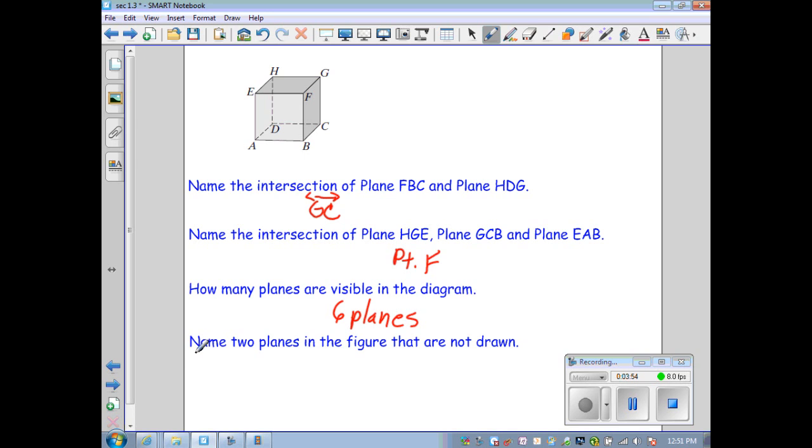Our last question. Name 2 planes in the figure that are not drawn. Our first one would be back to front, which would be plane HDB, or also HDBF, and then from left to right, which would be plane EAC, also labeled EACG.